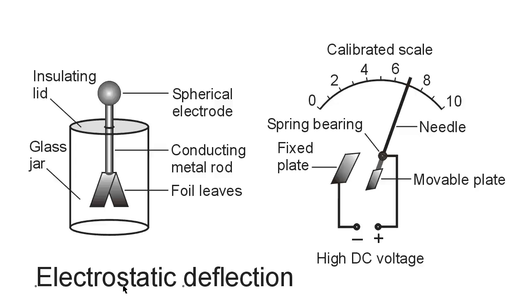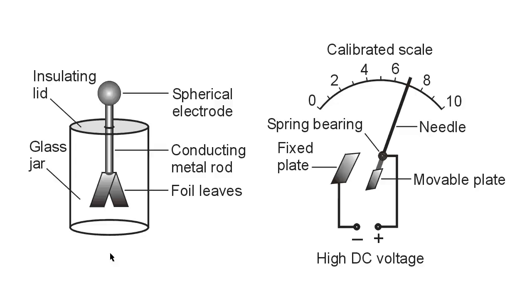So if you took physics in high school, or even in elementary school, I believe I saw this little trick right here, the object on the left. It has a spherical electrode on the top, an insulating lid, a conducting metal rod, a couple of foil leaves, all inside a glass jar. That glass jar does not have to be evacuated, although it could be. And these foil leaves just hang down. They're like a very thin aluminum or tin foil, something like that.